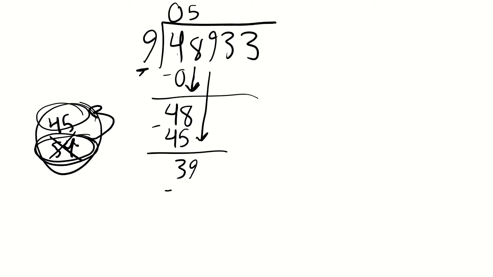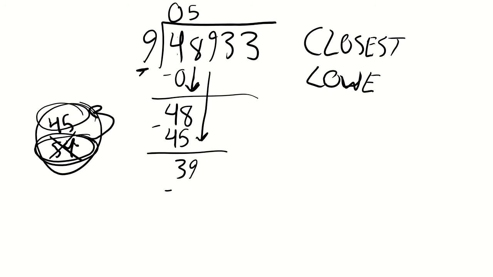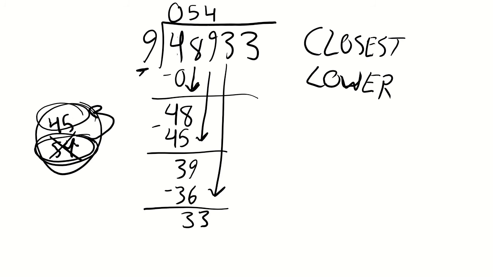So now you're kind of getting the hang of just saying, hey, all right, I have a 39. The closest lower number that is multiplied with 9 that is near 39 is 36, which is 9 times 4. And 3. I'm going to bring this one down. Again, we are at the same problem.